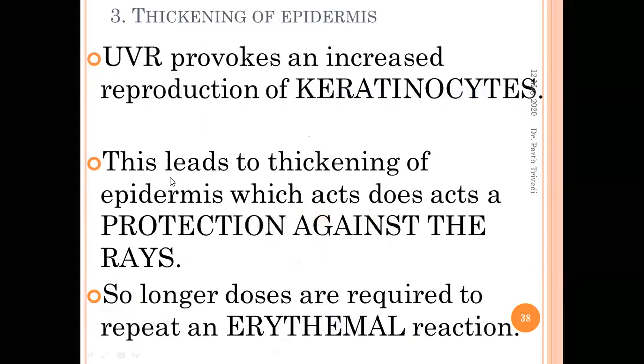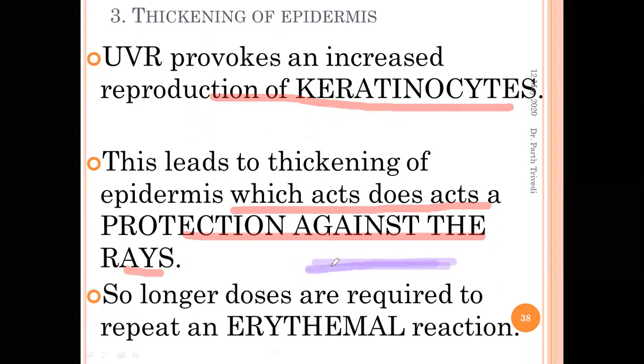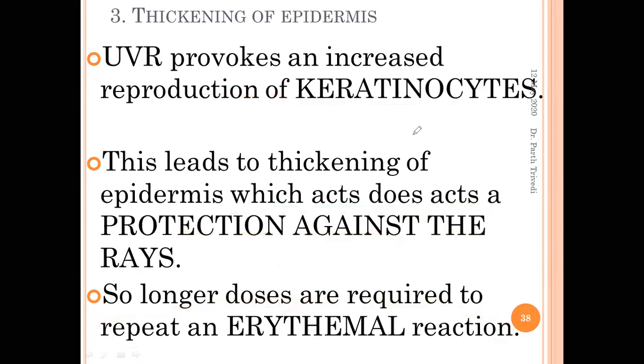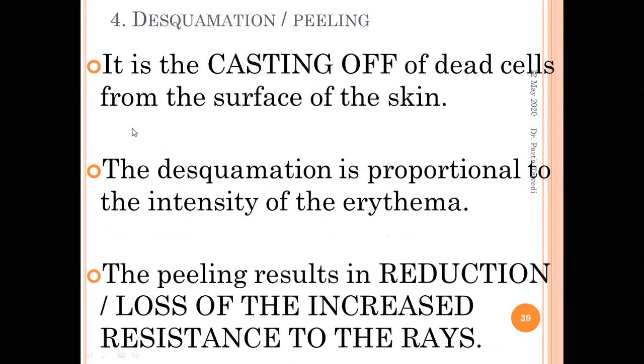Now moving on towards thickening of epidermis. So first thing is erythema. Second thing is pigmentation or tanning. Third is thickening of epidermis. Thickening of the epidermis is because of production of keratinocytes. This leads to thickening of the epidermis, which acts as protection against the rays. If this is your membrane layer, continuously it will increase. This means the layer has increased, so the depth of penetration of UVR is reduced. Clear? So longer dosages are required to repeat an erythemal response. Once there is thickening of the epidermis, we need to increase the intensity or duration of the UVR. That is why we always repeat the dosage once the erythemal reaction has subsided.